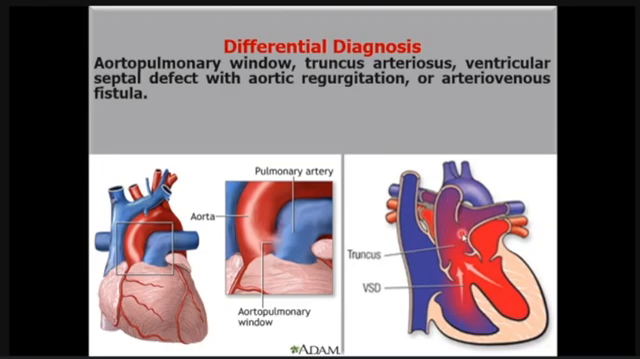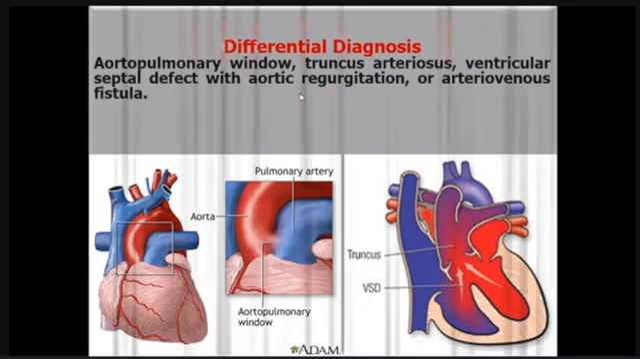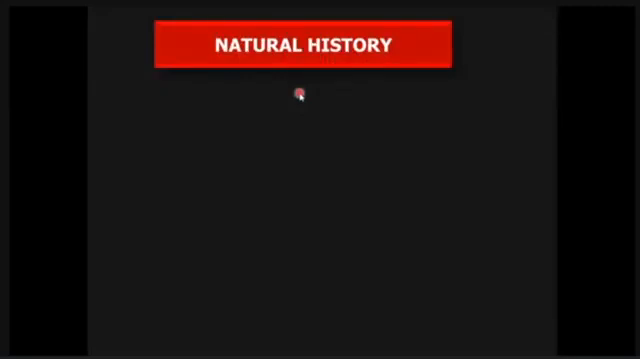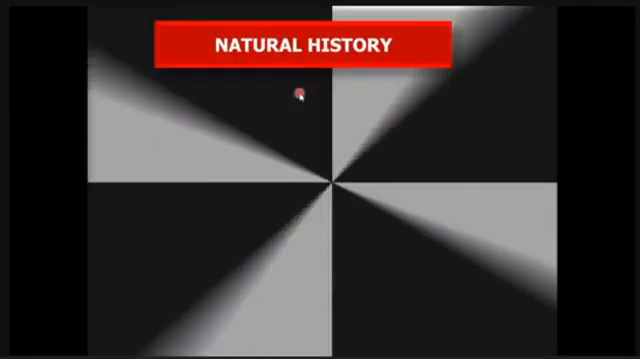So the differential diagnosis, as you see, is aortopulmonary window, truncus arteriosus, arteriovenous fistula, and even VSD with aortic regurgitation, which can give you systolic and diastolic murmurs similar to PDA. Natural history: what happens to the patient with PDA if left untreated?